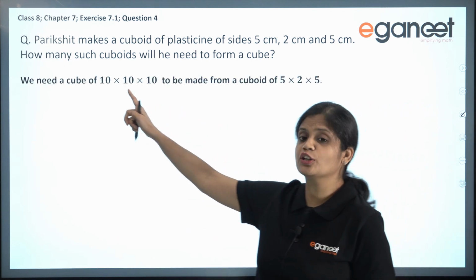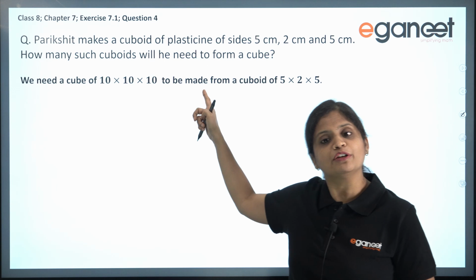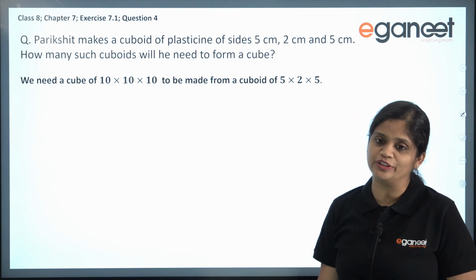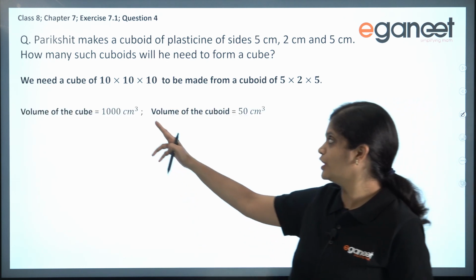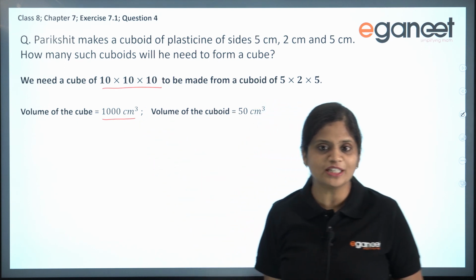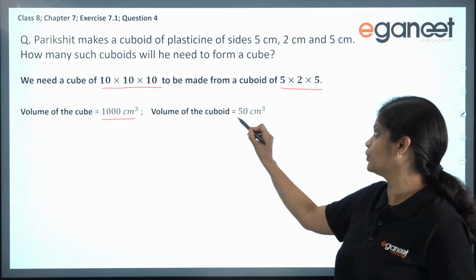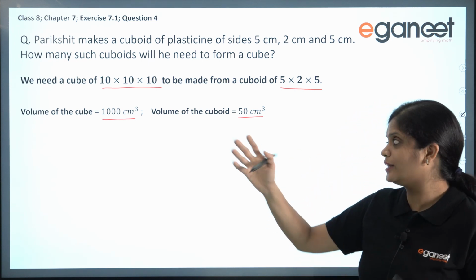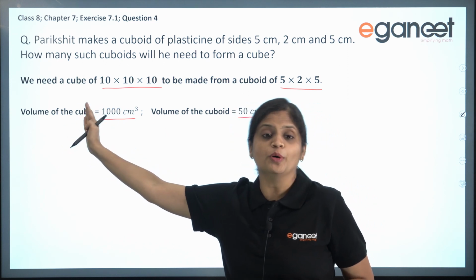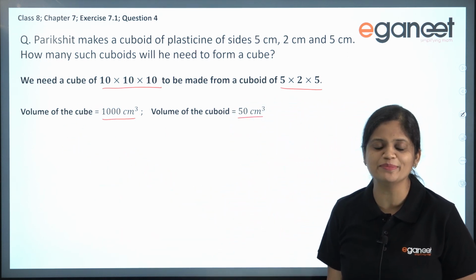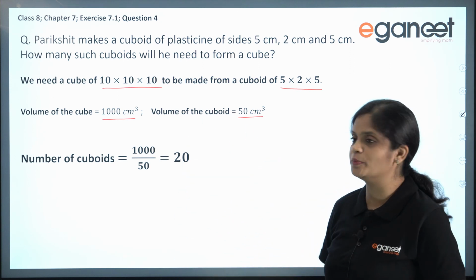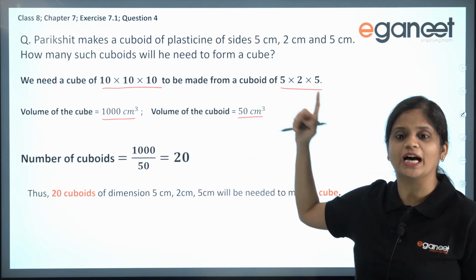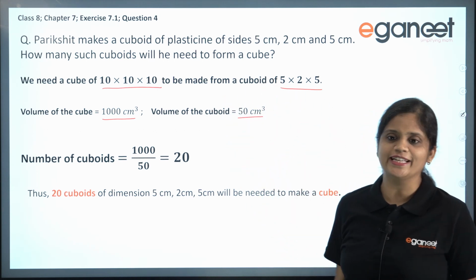So, we need a cube of 10 by 10 by 10 to be made from a cuboid of 5 by 2 by 5. So, we shall be using the volumes of these two 3D shapes. The volume of the cube comes out to 1000 centimeter cube and that of the cuboid comes out to 50 centimeter cube. So, we have a small 50 centimeter cube cuboid and a big 1000 centimeter cube volume of the cube. So, number of cuboids very simply will be just the division of the two volumes, that comes out to 20. So, 20 cuboids of the given dimensions are needed to form a cube of side 10 centimeter.